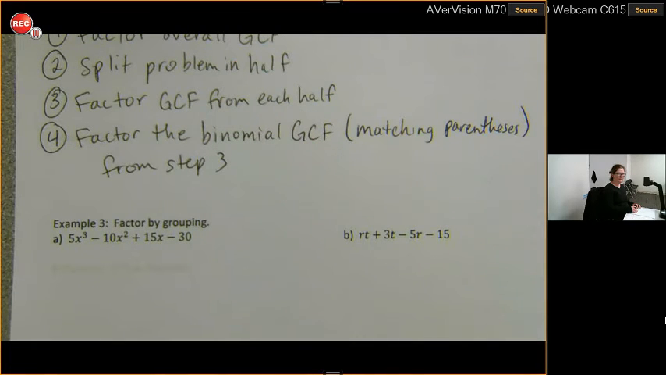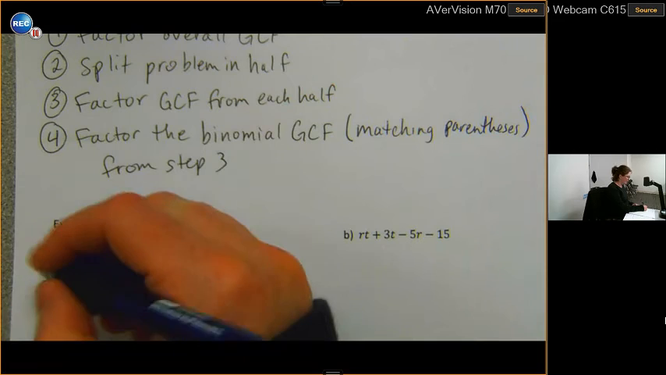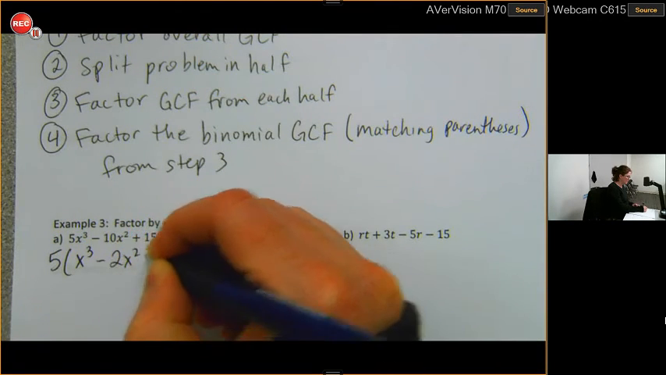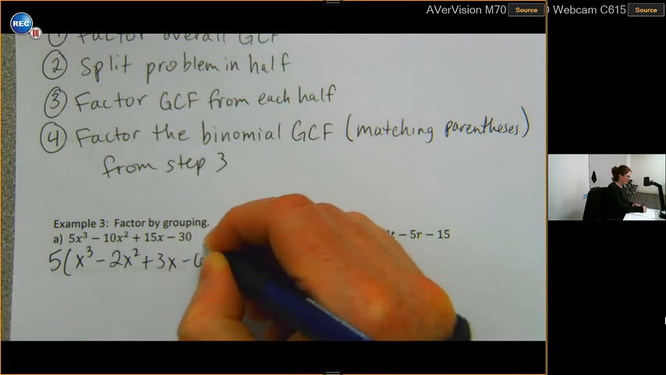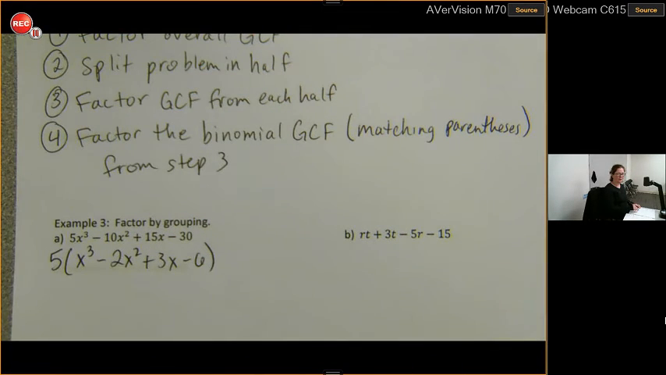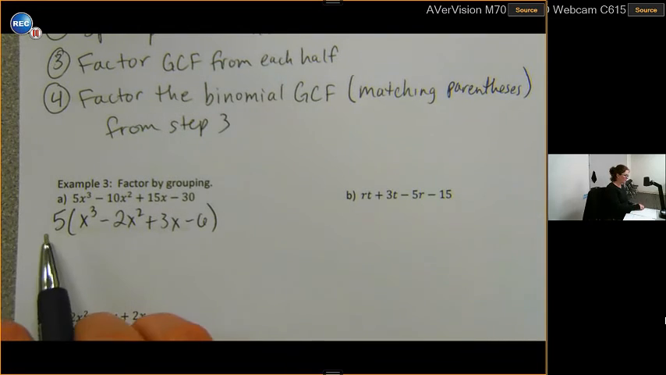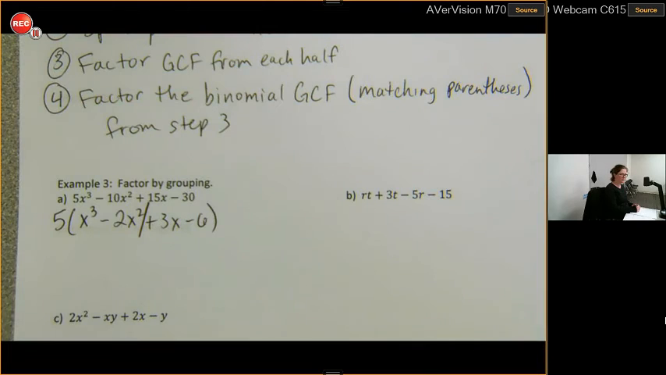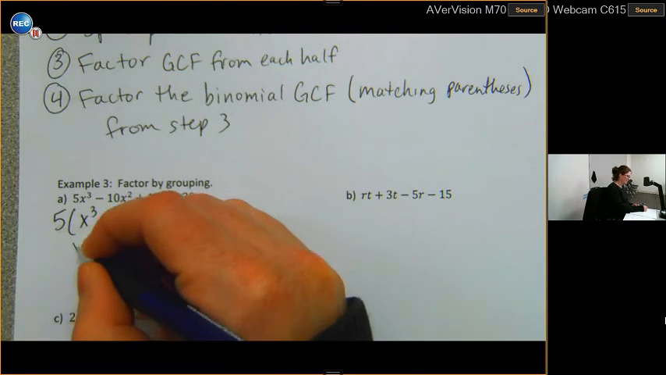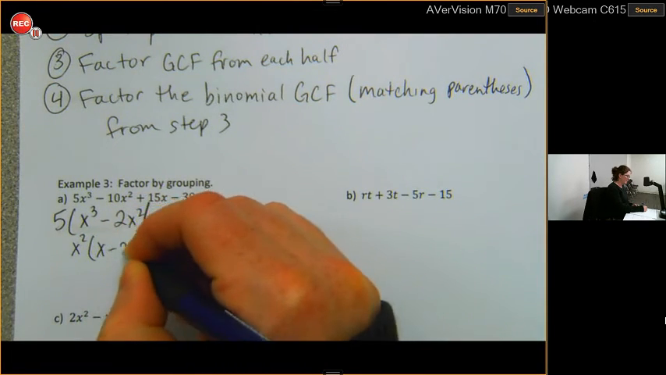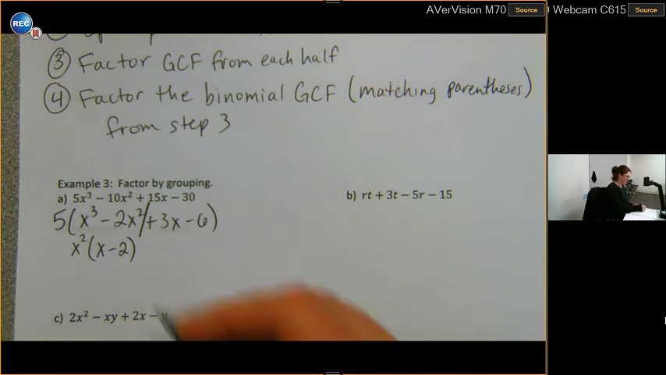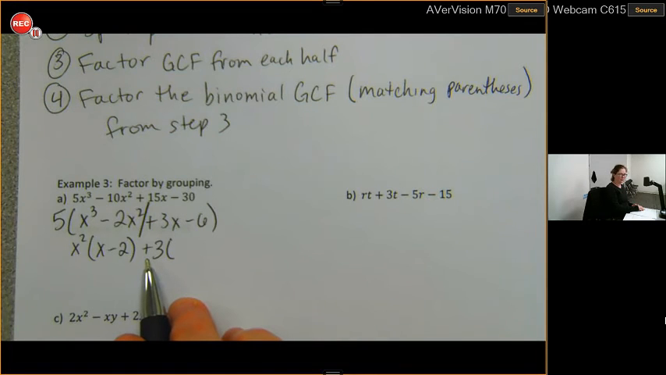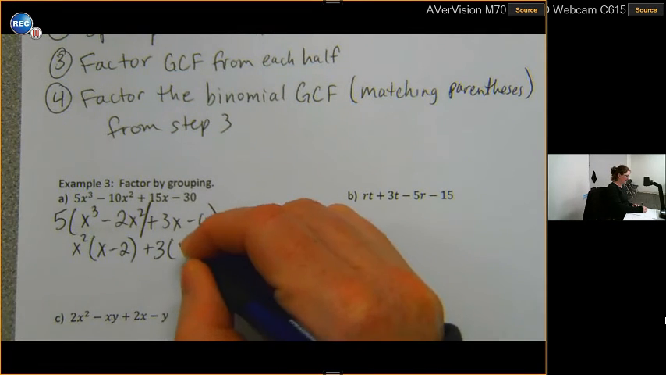So in our first problem, all those numbers divide by 5. My overall GCF is 5. When I divide that out, my remaining 4-term polynomial is going to be factored by grouping. So I'm going to ignore the 5 for a minute. I'm going to take just what I have in the parentheses, split it in half. From the first half, the GCF is x squared. When I divide that out, I get x minus 2. The second half, GCF is a positive 3, so it is important to put your sign there. So positive 3, divide that out, you get x minus 2.